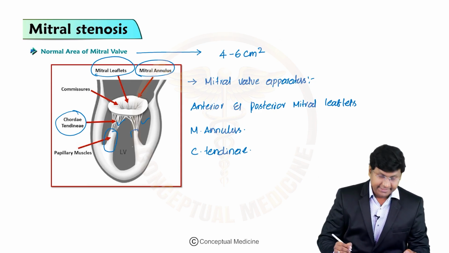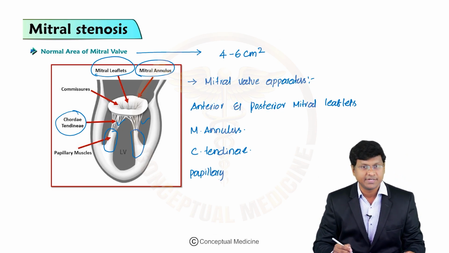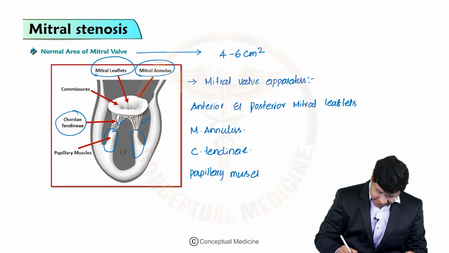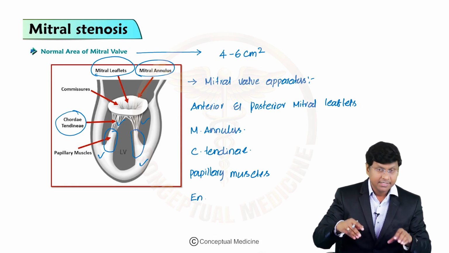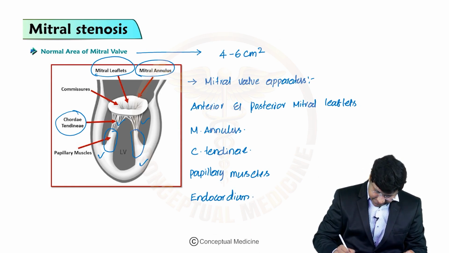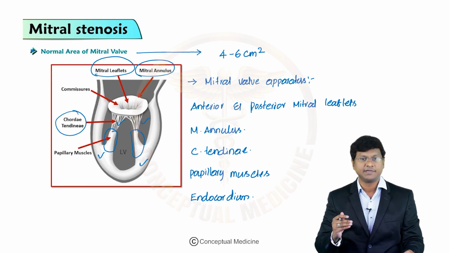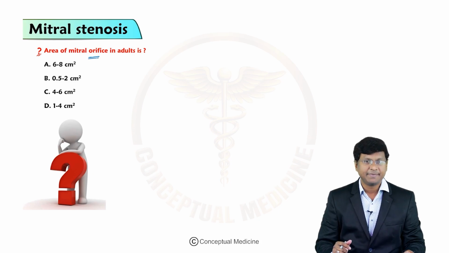Next, the chordae tendineae are attached to the papillary muscles. So these are the papillary muscles; we have the anterior as well as posterior papillary muscles. These papillary muscles are inserted into the endocardium of the heart. So these constitute the mitral valve apparatus: the anterior and posterior mitral leaflets, then the mitral annulus, then chordae tendineae, as well as the papillary muscles.